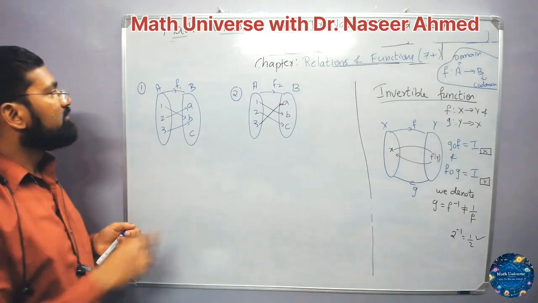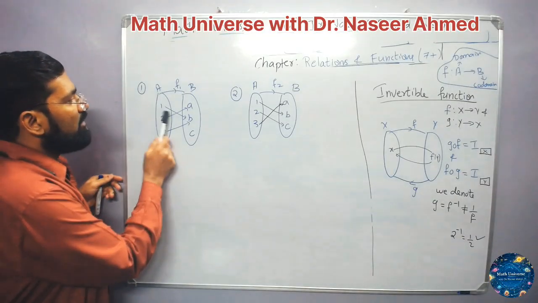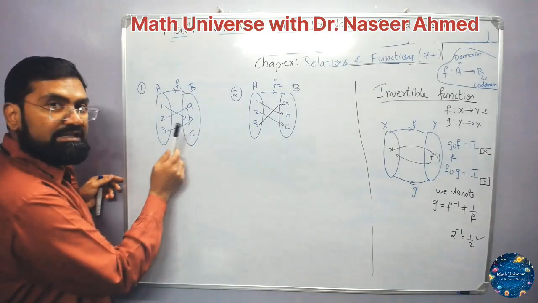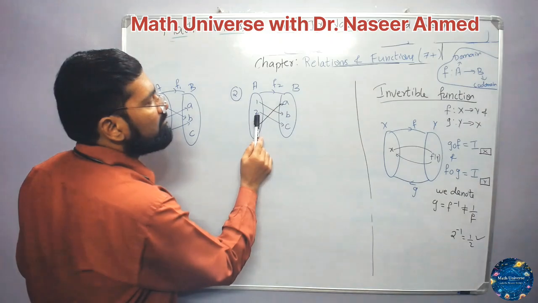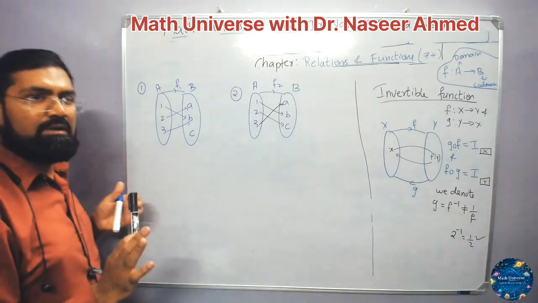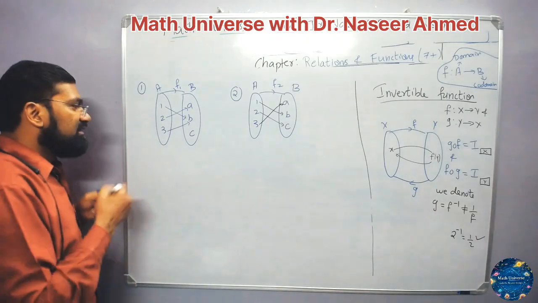Can you go ahead? F1, is it a function? Element 1 has got 1 image, element 2 has got 1 image, element 3 also has got 1 image. Yes, it's a function. What about this? 1 has got image B, image of 2 is C, image of 3 is A. Only one image. Therefore, both are functions. Now, I want to go back.